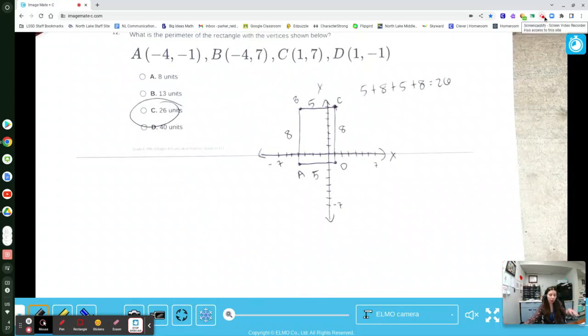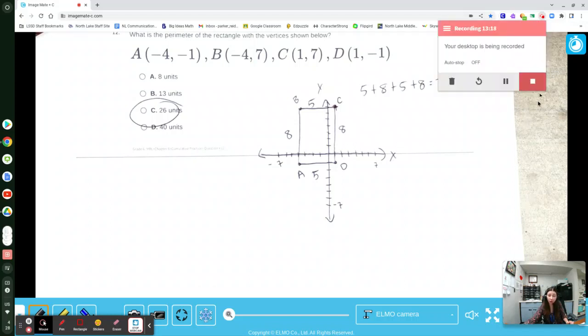You also could have flipped back to a different graph, like on the SBA, if you want to go to a question that has a graph and use that instead of drawing your own, that's totally fine. But you will have graph paper, so you could make your own graph.